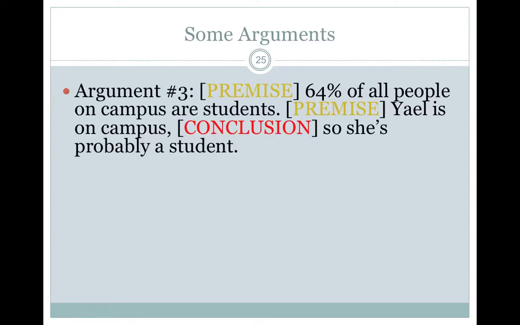The third argument, the conclusion is that Yael is probably a student. The first two premises provide strong support for that. You know, almost 2/3 of all people on campus are students, this claims. So if that's true, and if it's true that Yael's on campus, it seems at least more likely than not that she's a student. And that's what this conclusion says. She's probably a student.